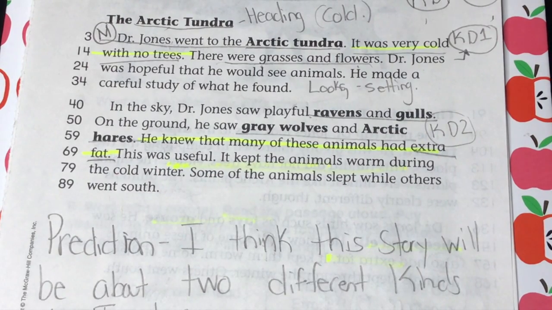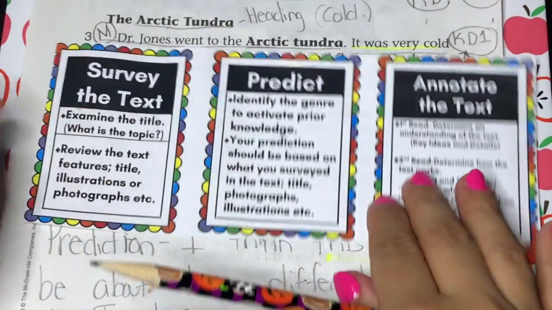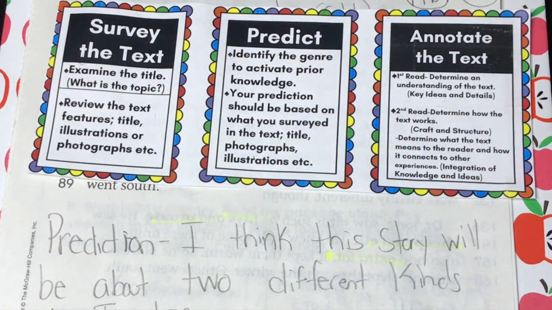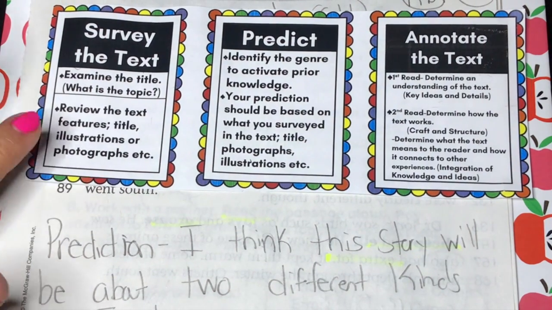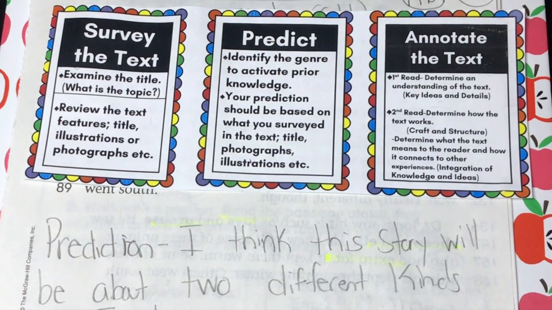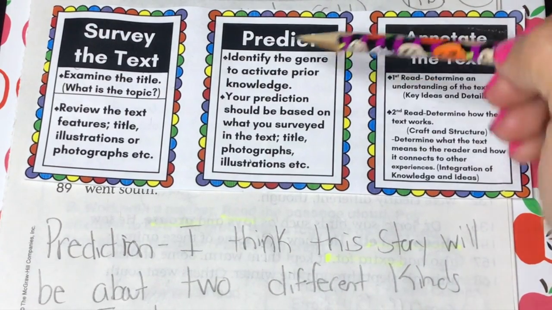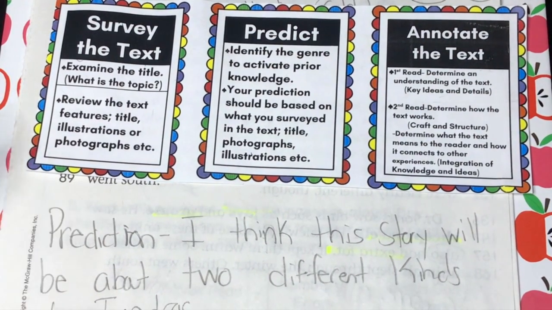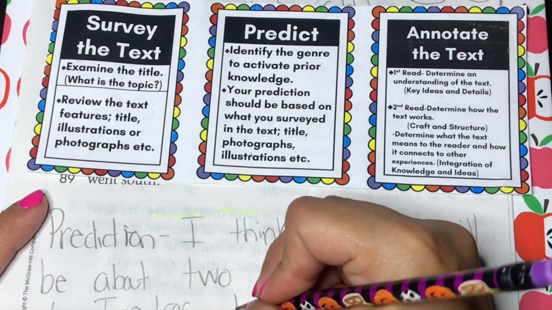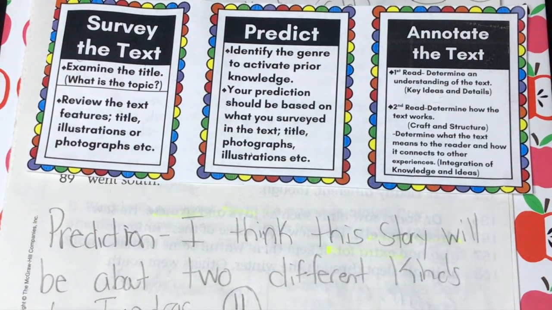Great job reading the story. So, when you survey the text, we examined the title, we looked at the text features, we saw that there were headings, and then this text had a photograph. So based on that, we knew the genre would be nonfiction. We wrote a prediction. My prediction, the story will be about 2 different kinds of tundras. Yes, my prediction was correct. Was your prediction correct? If it wasn't, that's cool. Or if your prediction was very similar to mine, that's also fine.